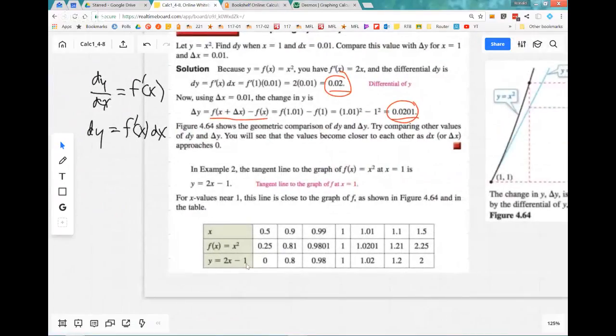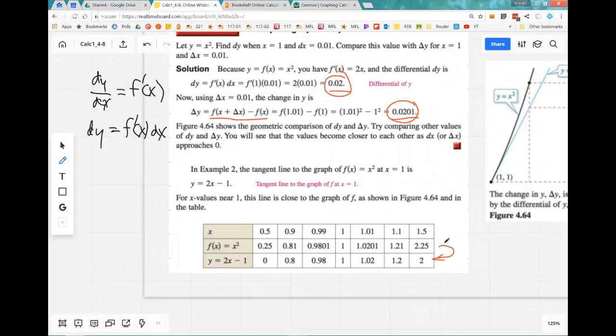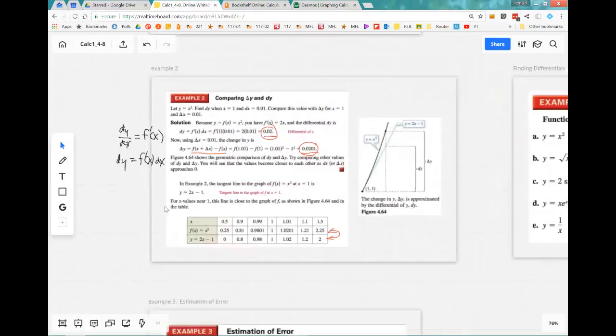So here's our approximation line, y, that's the tangent line equation. And you can see for different values of x, 0.5, we get these various numbers, okay? And you notice they're pretty doggone close to the function itself. You know, 0.81, 0.8, 0.98, 0.98, 1, 1, 1.0201, 1.02. See how close these two are to each other? Okay, therefore, it's a pretty good approximation tool.